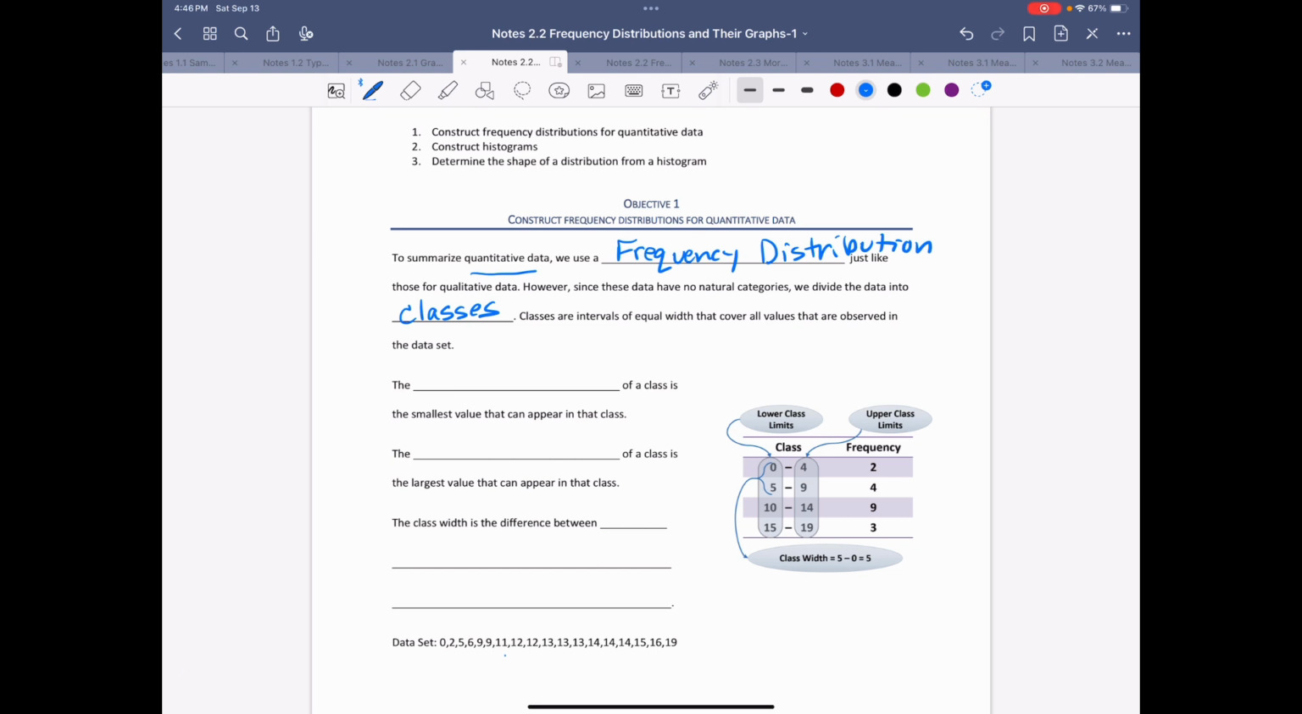The lower class limit of a class is the smallest value that can appear in the class, and the upper class limit of a class is the largest value that can appear in the class. The class width is the difference between consecutive lower class limits.